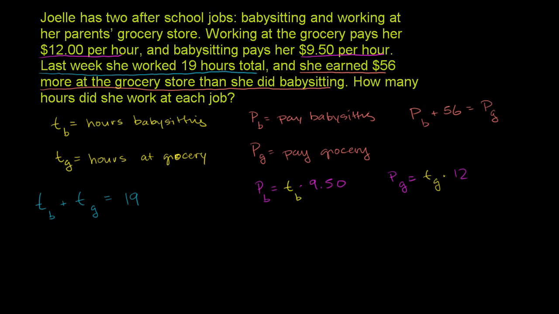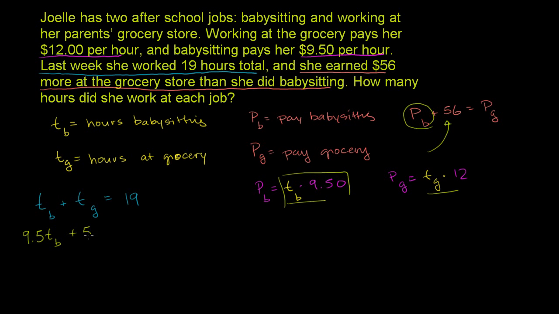So now we can take these two expressions. We could take this expression and substitute it back into that equation right there. And then we'll have an equation that's only in terms of the time babysitting and the time at the grocery store. So let's do that. So this first term right here, her total pay babysitting, that is this expression right there. So let me write it right here. So $9.50 times the time babysitting. So I'll just write 9.5 times time babysitting. That's this term right here.